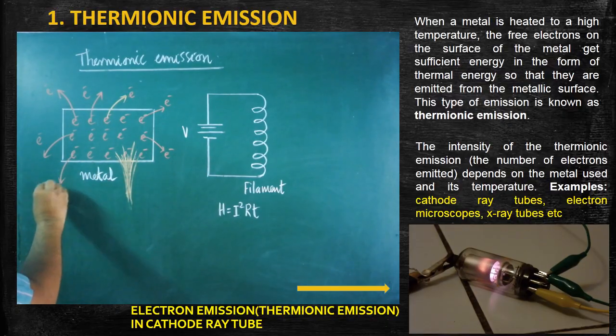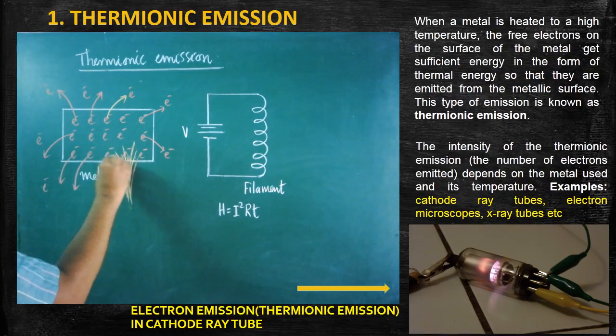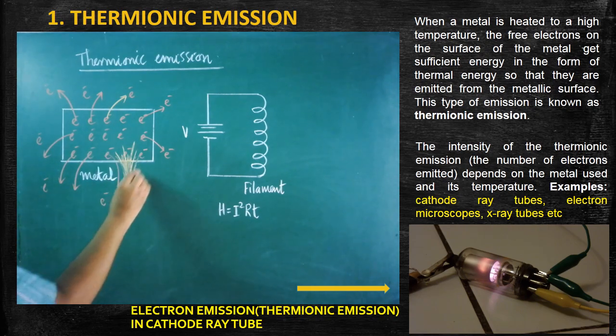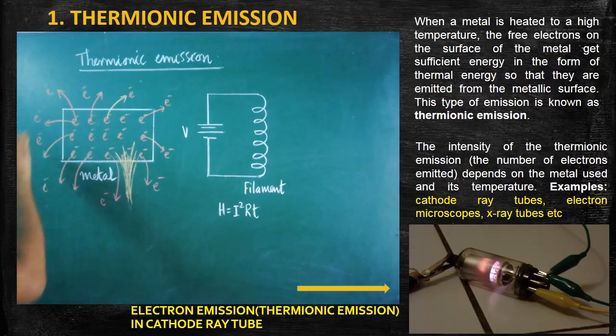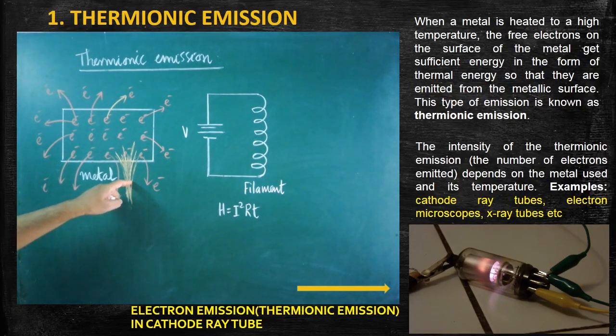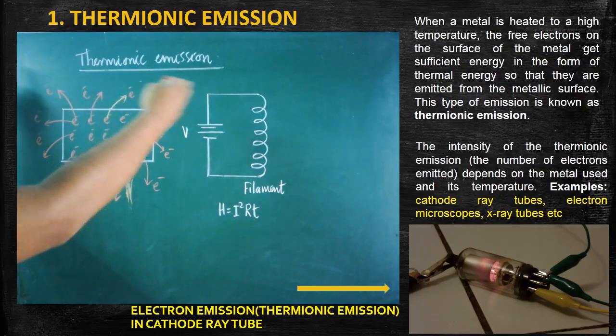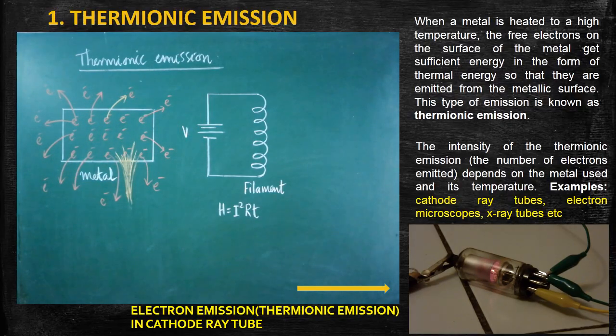After attaining a sufficient amount of kinetic energy, what will happen? The electrons are liberated from the metal surface. This kind of electron emission is called thermionic emission. So here heat is supplied. Because of the heat, the thermal energy, the electrons are liberated from the surface of the metal. That's why this is called thermionic emission.